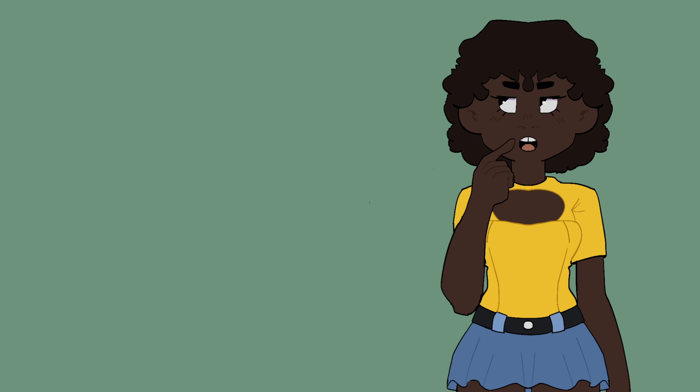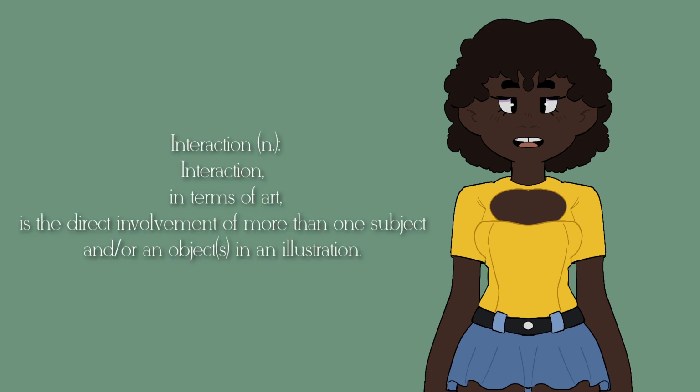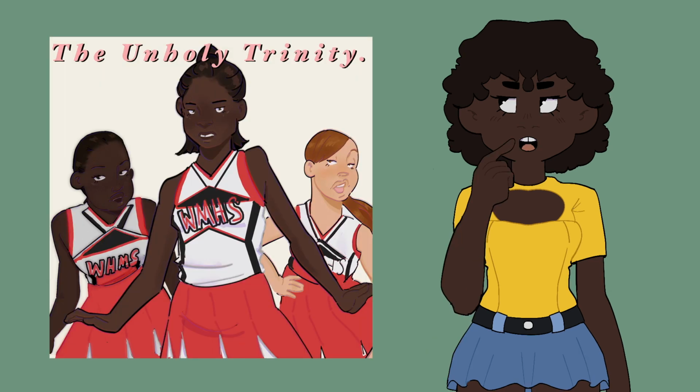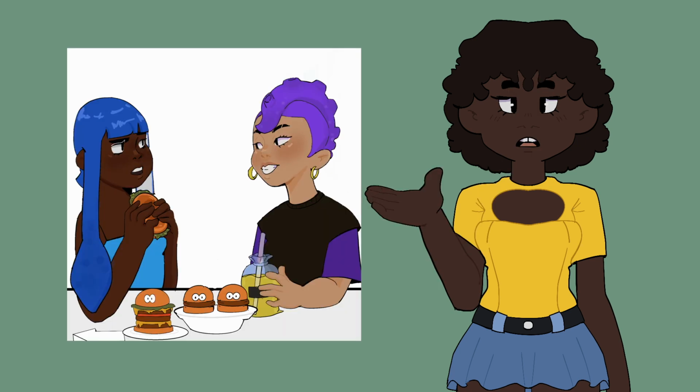So my definition, which is mixed with the definition on Google, is the direct involvement of more than one subject and/or objects in an illustration. Because of my big band of characters, I typically like to draw them interacting with each other, or I like to draw them interacting with objects.